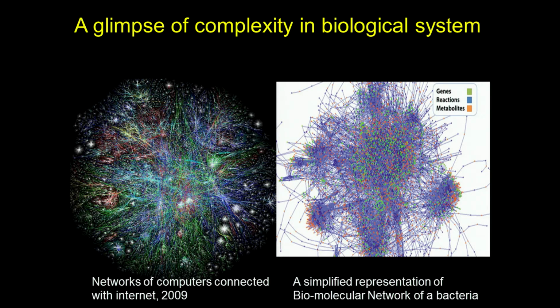Now, this is the computers of the whole world which are connected to the internet, a map of 2009, and here is a simplified representation of a biomolecular network of a bacteria. If you just see these two, you can tell that the level of complexity is the same. If you tell a mathematician or a physicist to decipher that, they will generally use topology. From the topology, you can see, for example, that this part has a higher concentration.